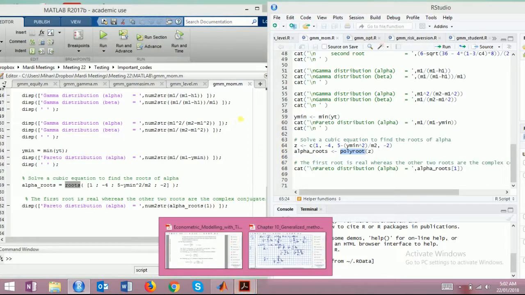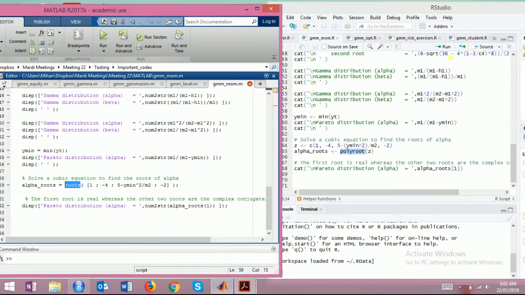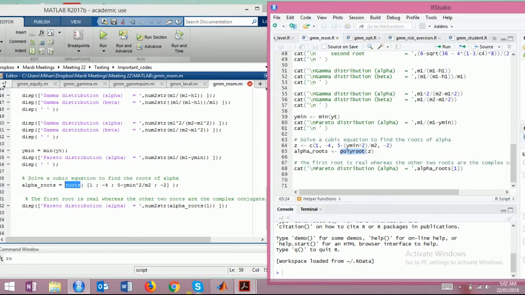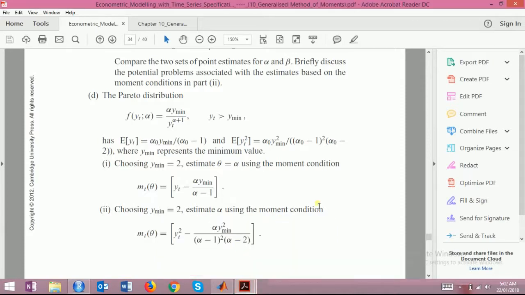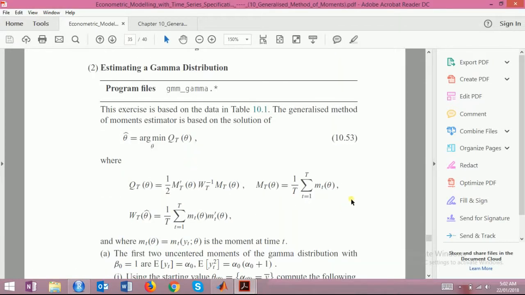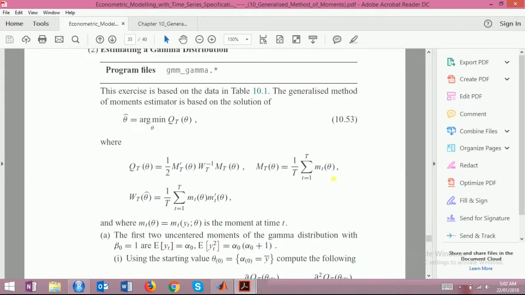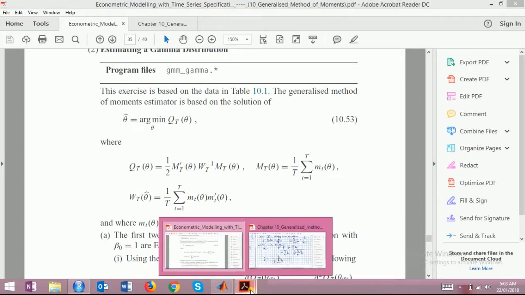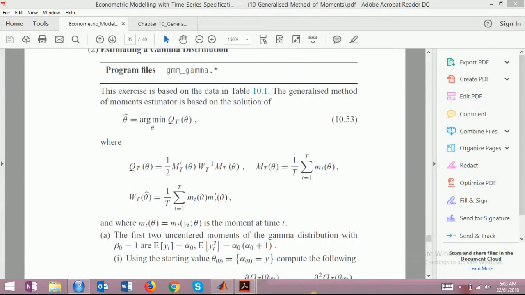That is pretty much it. So GMM mom is done. Then comes the second problem. The second problem is GMM gamma, a gamma distribution. Now here also we'll base the data in table 10.1, but here we need to focus on a specific problem in gamma distribution.